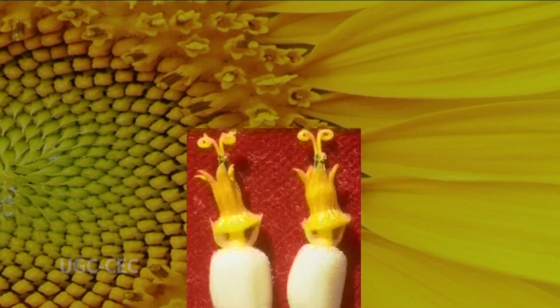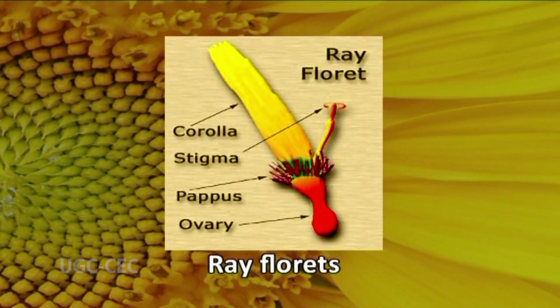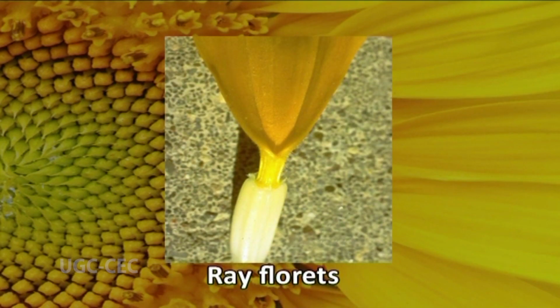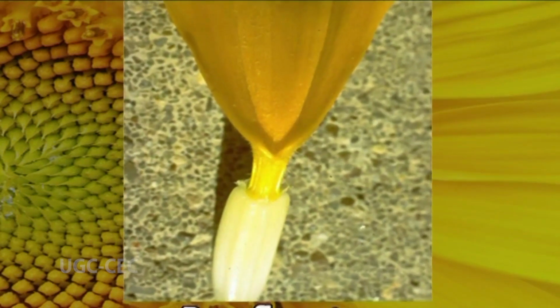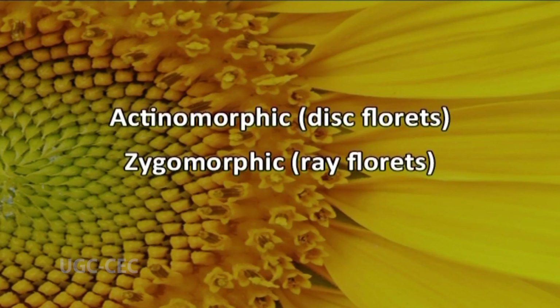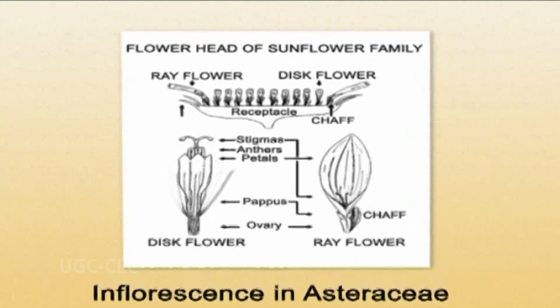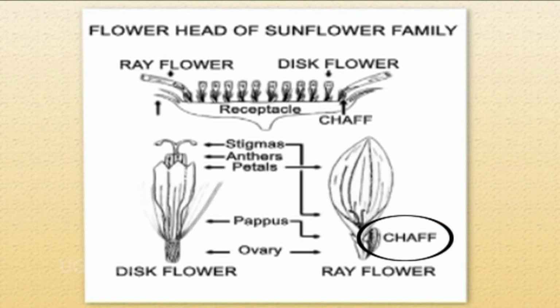Now, the individual flower. The flower in the case of Asteraceae is epigynous. It is bisexual, as we see in the case of disc florets, or it can sometimes be unisexual, as we commonly see in the case of ray florets in a ligulate head, which may sometimes even be sterile. The flowers are actinomorphic in the case of disc florets, or they can be zygomorphic in the case of ray florets.